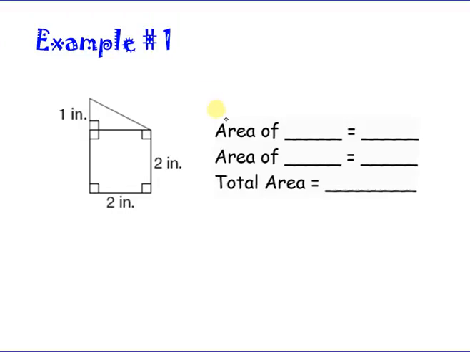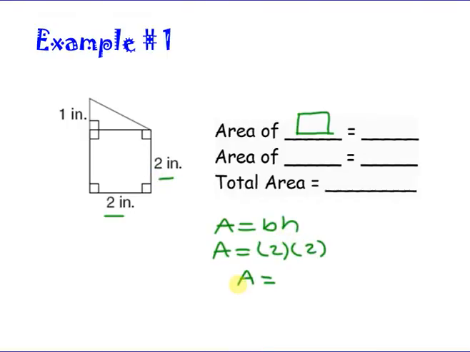So let's go ahead and do our first example. So here we have a compound figure. It's made up of a triangle on the top and a square on the bottom. It does not matter what you find the area of first. The first thing I'm going to do is find the area of the square. So the area of the square is area equals base times height. Area equals, the base is 2 and the height is 2. So area equals 2 times 2 is 4. So the area of the square is 4 inches squared.